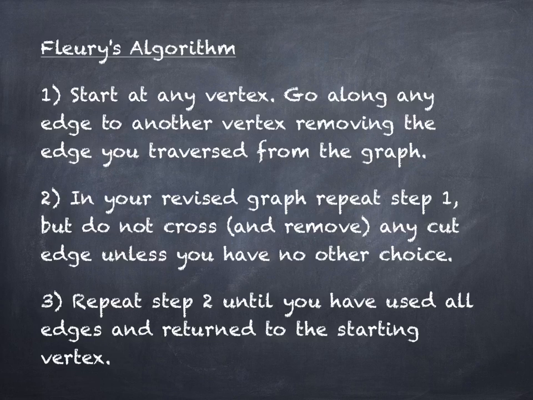And then in the revised graph, the graph without that edge now, you choose another edge that you go along. Unless there is no other option, you do not choose a cut edge, okay? The process for this is lots easier than it even sounds, but this is what happens when you put steps to something sometimes. And anytime you pass along an edge, you remove the edge, okay? So in other words, you can't get back.